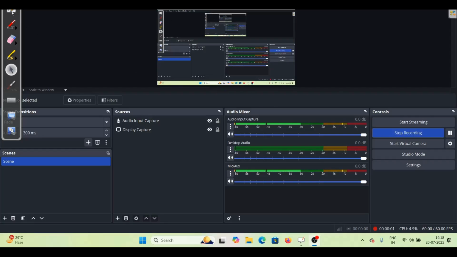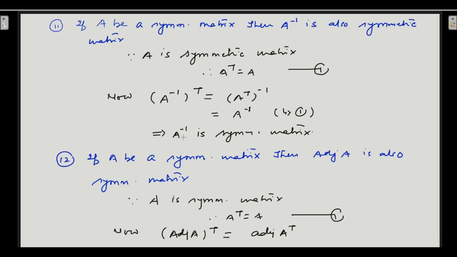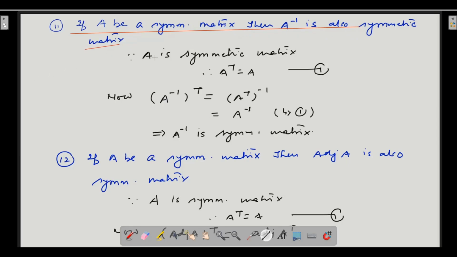Let's start once again. If A is a symmetric matrix, then A inverse is also a symmetric matrix. We have to prove this. Now, how to prove this? Let us have a look.